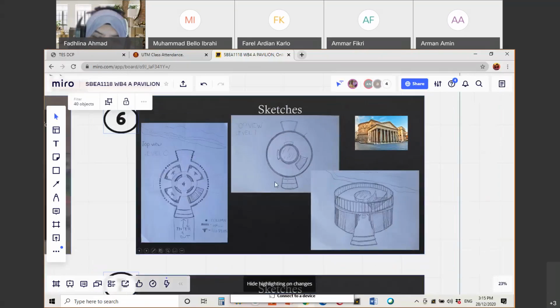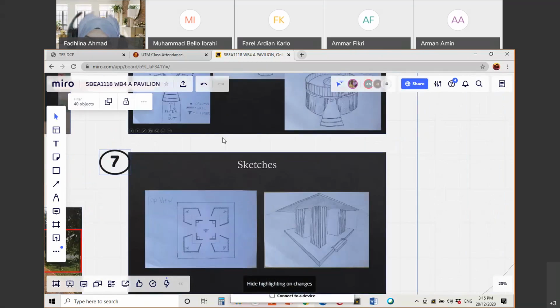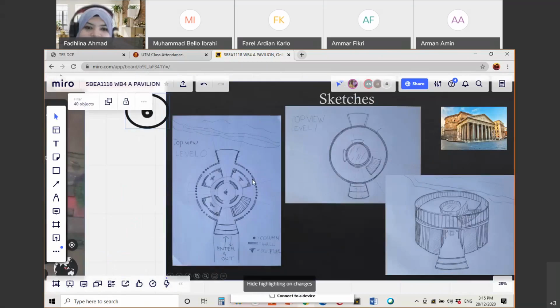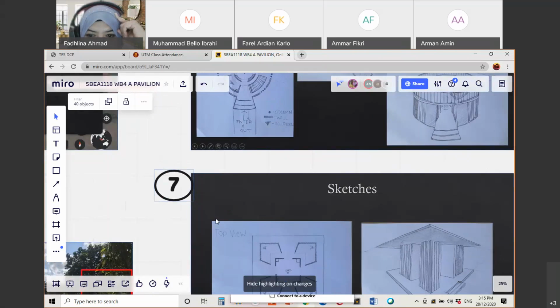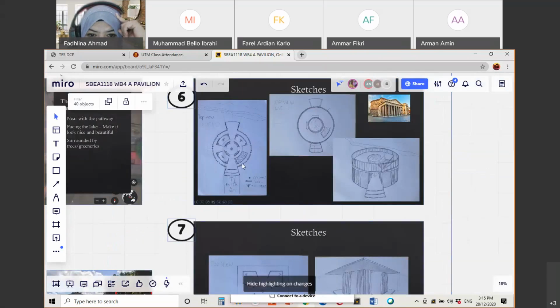The shape there is actually the sitting place near the middle sculpture, and you can see around the pavilion, I use a few, or a lot more, columns there, because I got the idea from the Pantheon.